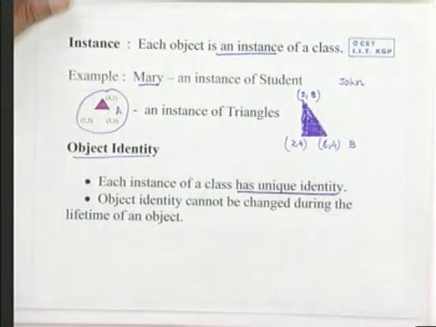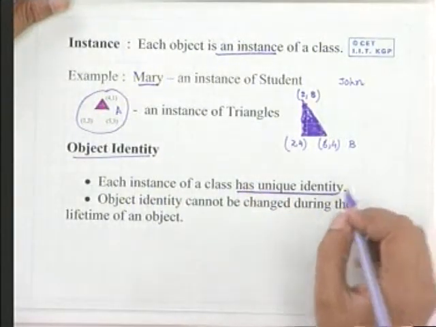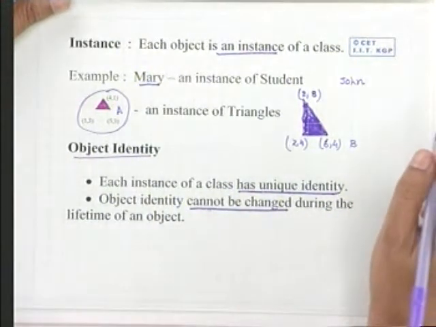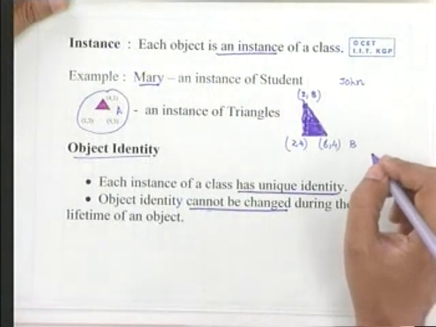So each such instance will have a unique identity, and this identity cannot be changed. This is very important: it cannot be changed during the lifetime of the object. Whenever we create an object, we should assign a unique identity to that object, and it will remain the same throughout the lifetime of the object.